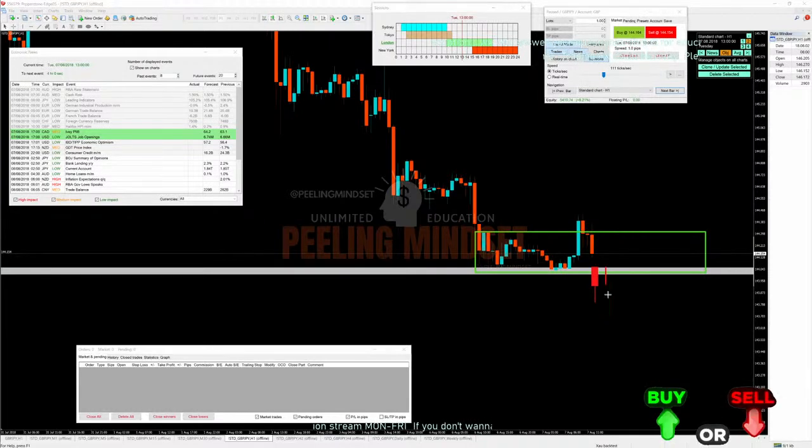Now this could be a possible entry. This could be a possible idea to speculate on. Let's see what's going to happen in the next few hours. Obviously, this is a range, a no trade range. So I'm not going to trade in a no trade range, right?